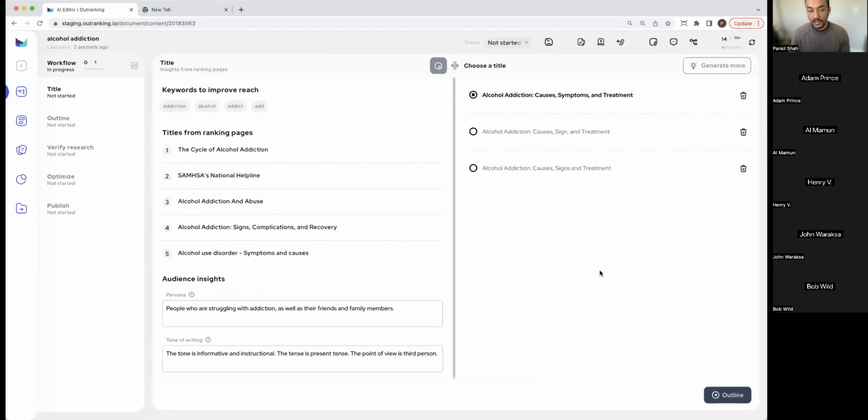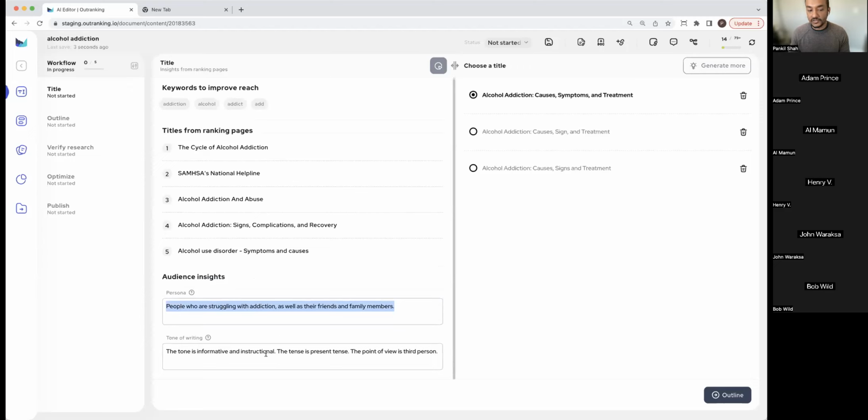Let's go ahead and close this out and quickly see. We are talking about persons who are struggling with addiction, as well as their friends and family who might be seeking to help these people. Tone is informative and instructional, right? And the tense is present tense. The point of view is third person.